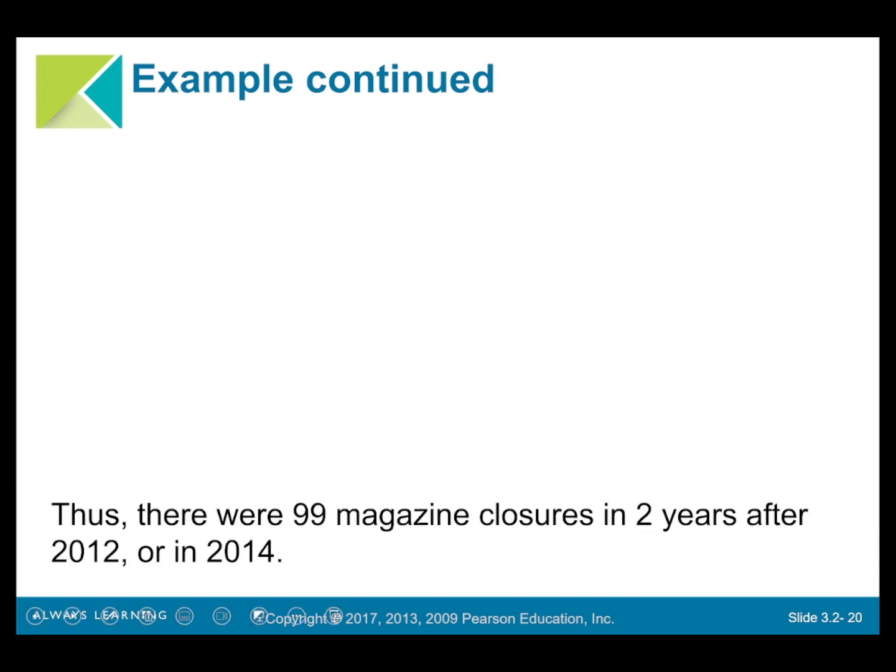And if we plug that in, if we think of what is m of 2, just to check our work, that was 34 times 2 squared minus 59 times 2 plus 81. And we check that, 34 times 4 minus 59 times 2 plus 81, we do in fact get 99. So we can sum it up with a sentence down here. Thus, there were 99 magazine closures 2 years after 2012, or in 2014.